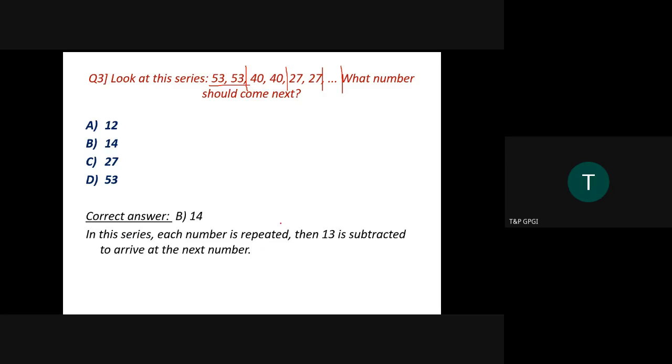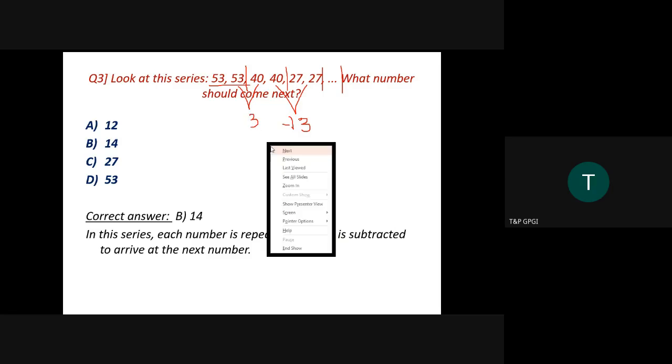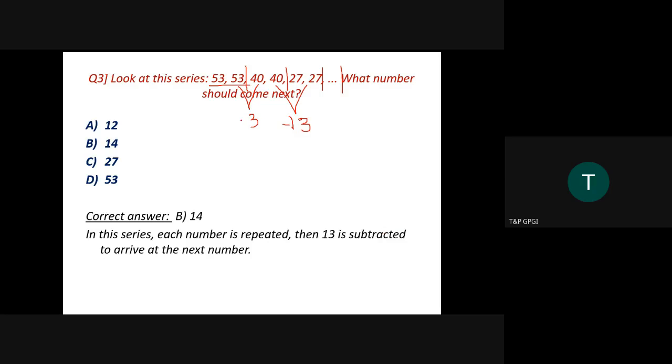Which number will come next in this series? Each number is repeated, then 13 is subtracted to arrive at the next number. So you can see 53 and 40 have a difference of 13, 40 and 27 also have a difference of 13. You are again subtracting 13. So 53 minus 13 gives 40, 40 minus 13 gives 27, and 27 minus 13 gives me 14. That means my next pair should be 14, 14. That is the right answer.